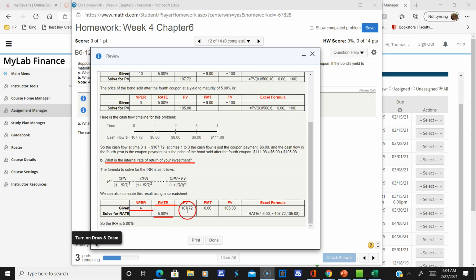Okay, because here's the present value you put in, here's the 4 periods, here's the payment, and here's the face value that you calculated, right? So it comes out to basically the 5%, okay? Which basically is the yield to maturity, you may notice, right?